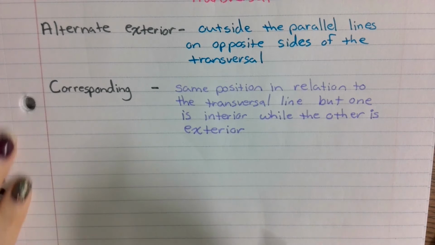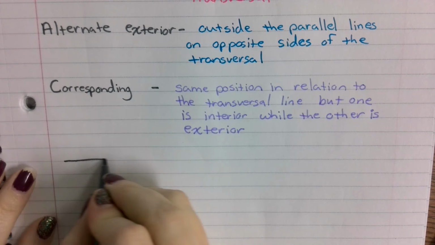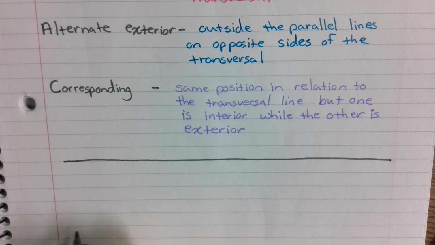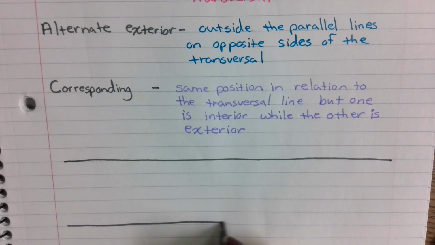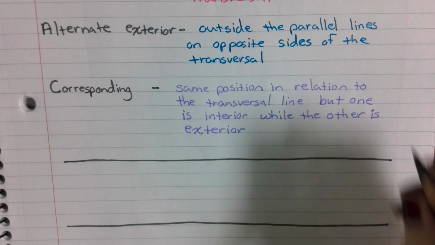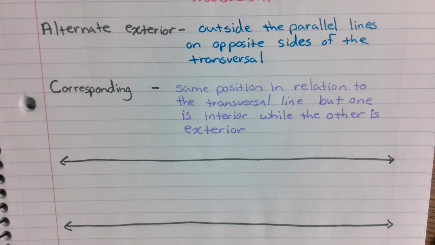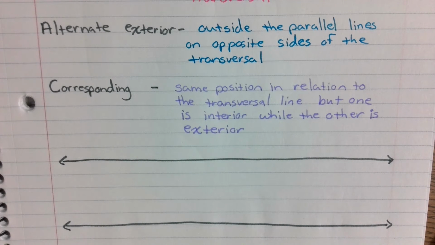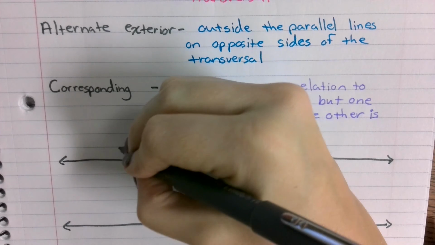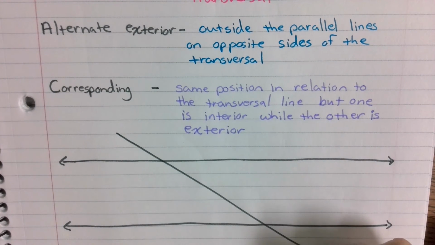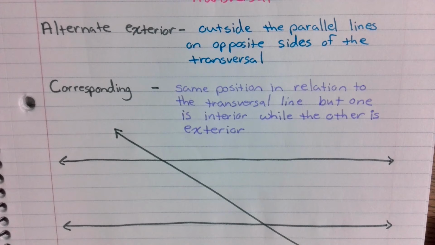All right, so now I'm going to give you a nice, lovely, large example. So we've got our set of parallel lines. Again, it's nice that we've got them set up already on the paper. And a transversal is just a line that is going to slice through the parallel lines. So this line would be considered our transversal line.